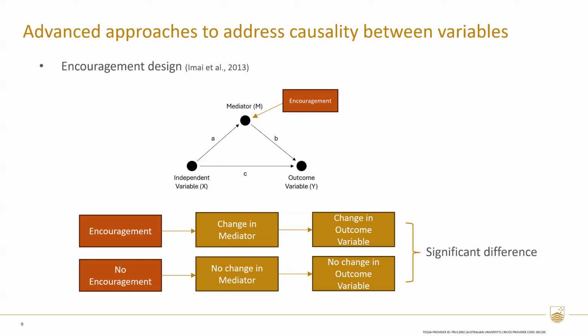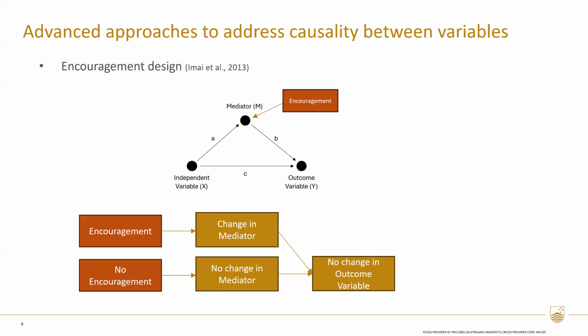Meanwhile, if there was no causality between the mediators and the outcome variables, then we would expect there is no change in the outcome variables, even though we can find a change in this mediator. And thus, this design can also help falsify the causalities between these mediators and outcome variables.